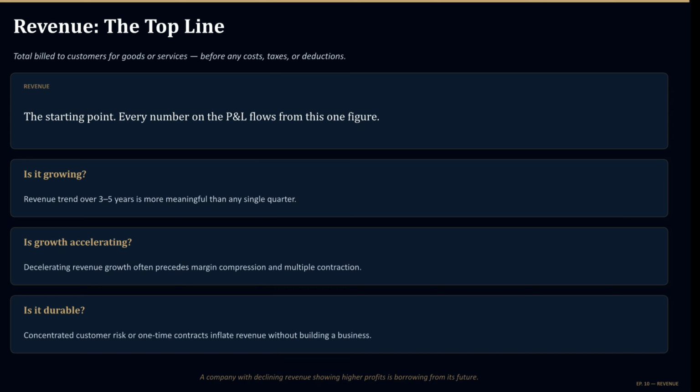What you're looking for as an investor is not just the number itself, it's the direction with the durability. Is revenue growing? Is the growth accelerating or slowing? Is it coming from one customer or spread across thousands? A company with declining revenue that's somehow showing higher profits deserves a closer look. Sometimes management is genuinely improving efficiency, cutting low margin lines, divesting non-core assets. Other times, the business is cutting its way to a profitability that won't last.